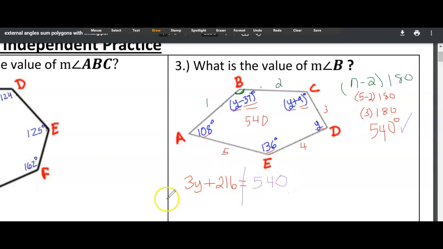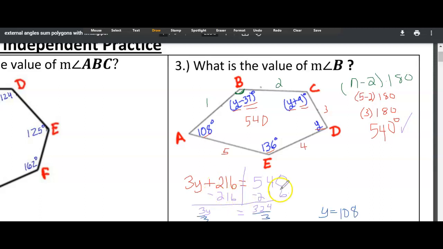So go ahead and solve this. Solve for y. Remember the steps. You have to subtract 216 and then you divide by 3. Go ahead and show all your steps on your notes. Make sure you're writing this down, because you get to use your notes on your tests and on other assignments.